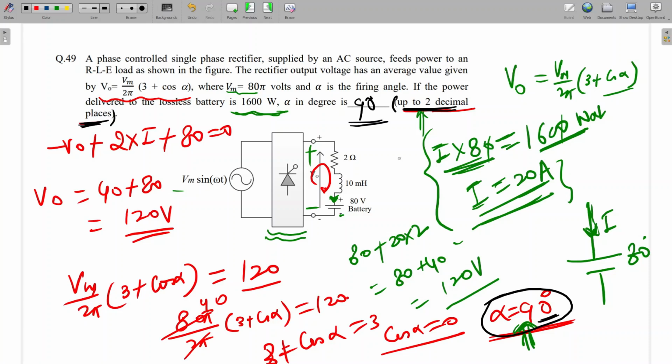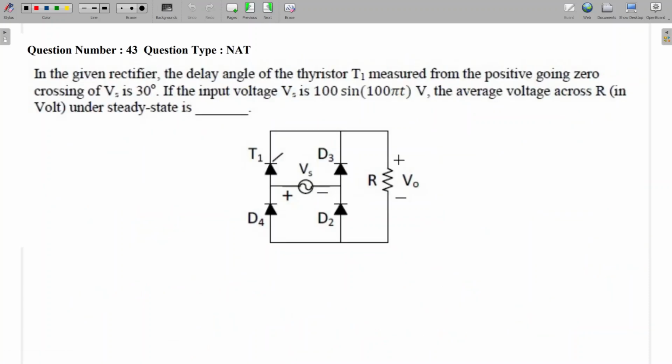Okay. So moving to the next question. This question was asked in GATE 2015. It's a good question. So three diodes are there and one thyristor is there. We are asking what is the average voltage across the resistance in volt under the steady state.